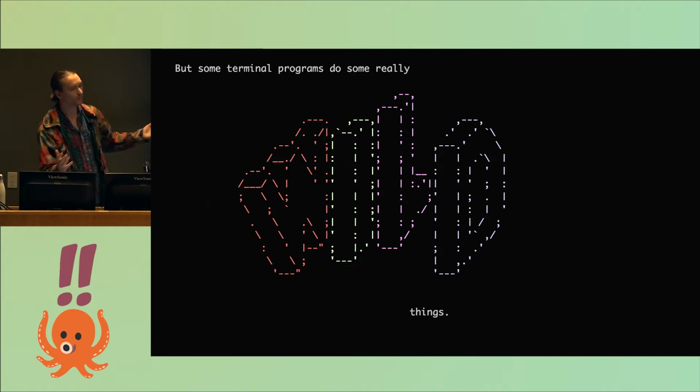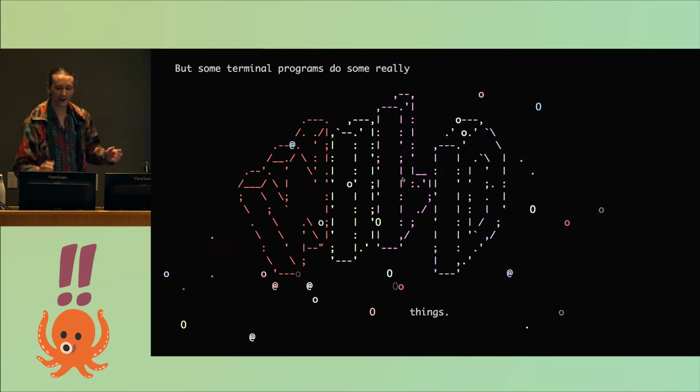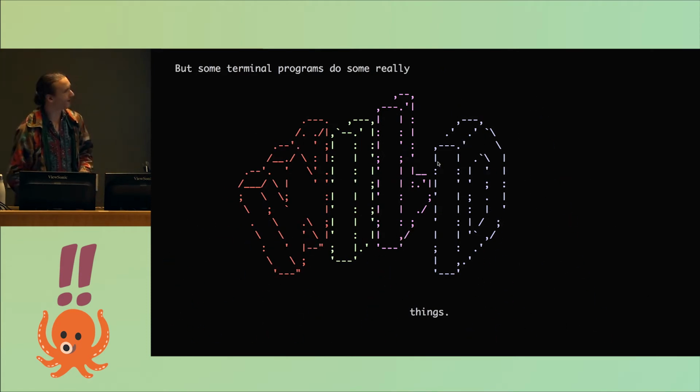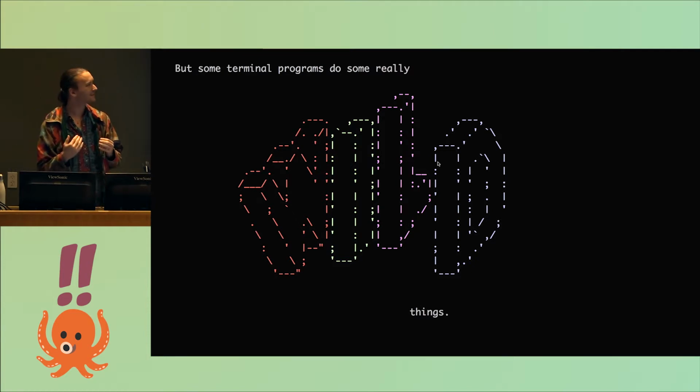But some terminal programs do some really wild stuff. They do colors, they do animations, they move the cursor around, take over the screen. Some of them even have mouse support. So how the heck does that work? So this talk is an unreasonably detailed answer to that question, or at least as unreasonable as I possibly could be within 10 minutes.